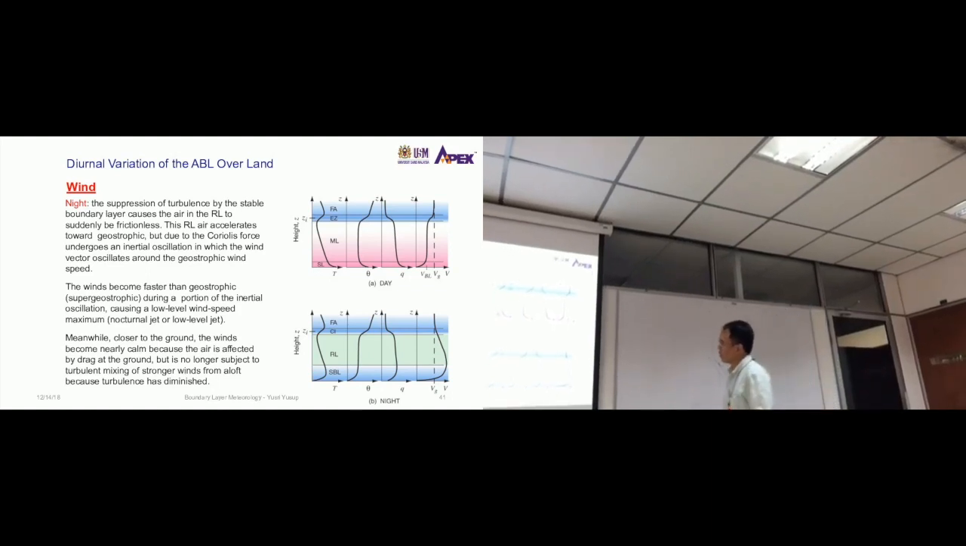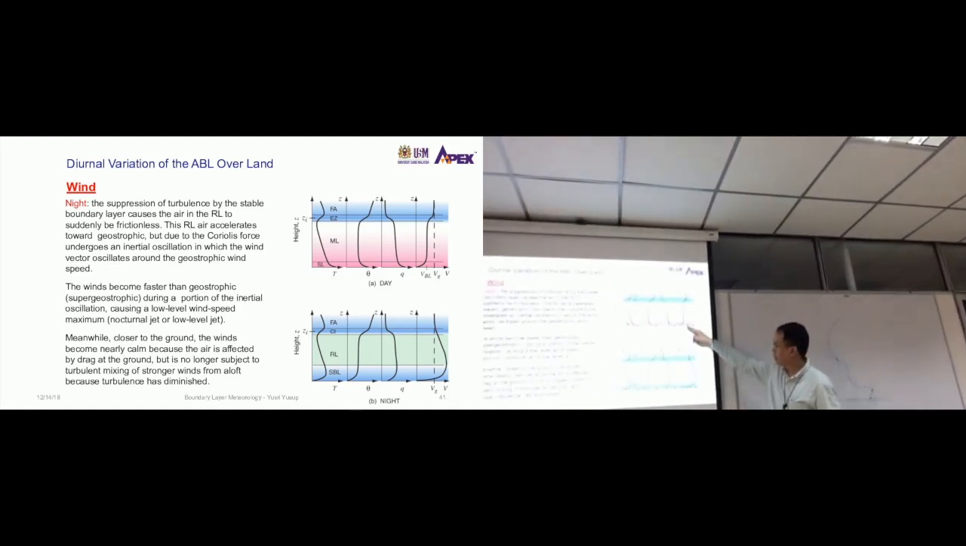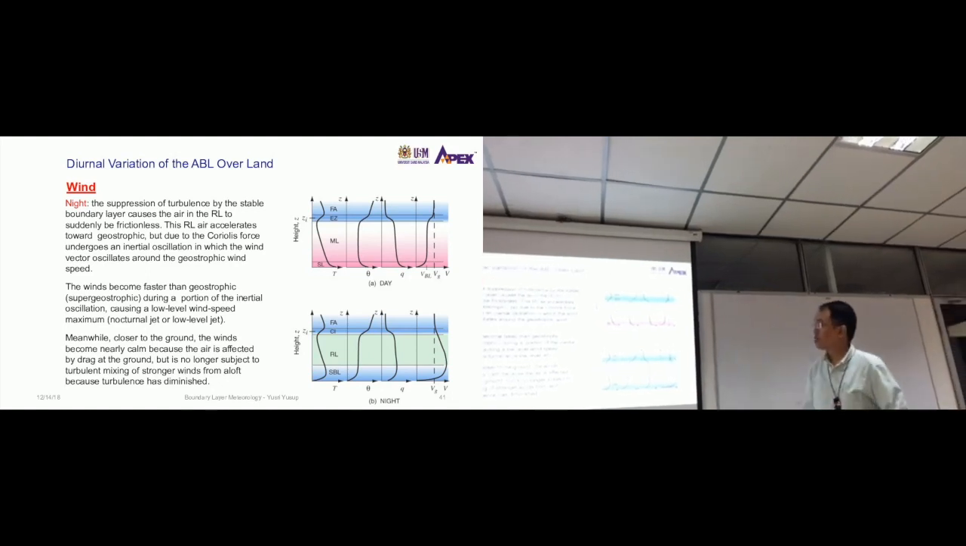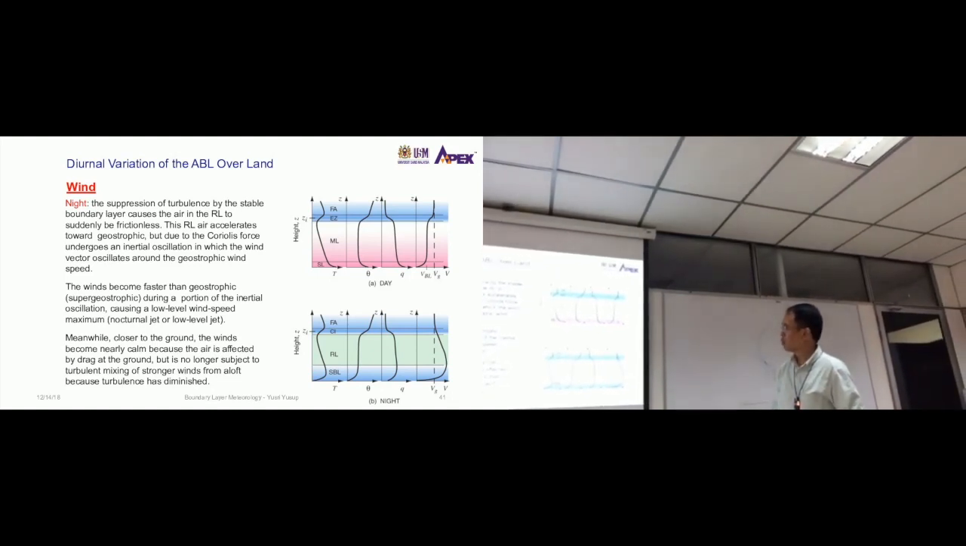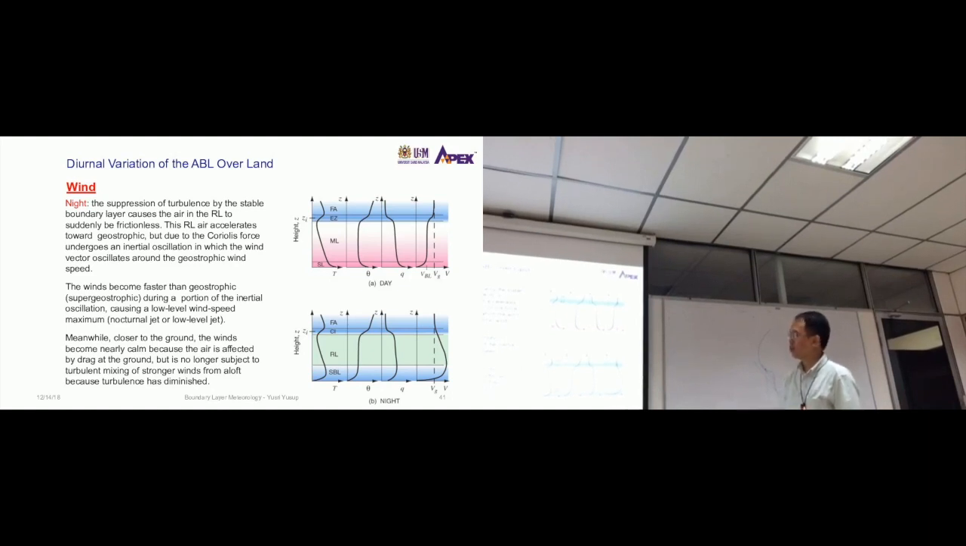So what is going on here? Here, we see about the same trend as during the daytime, but there's a lot more variation. Here, it reaches a stable value. Up to this point here, this is due to the large-scale process, the Coriolis force. So the winds become faster than geostrophic, super geostrophic, during a portion of the inertial oscillation, causing a low-level wind speed maximum, or this nocturnal jet or low-level jet.